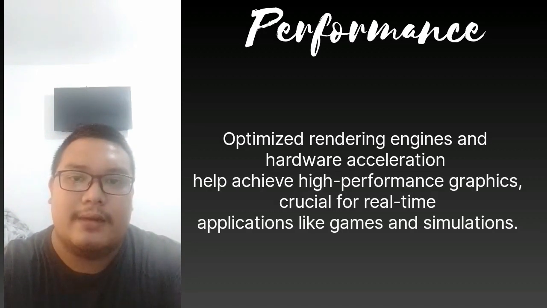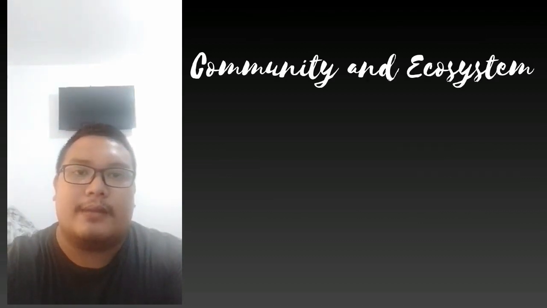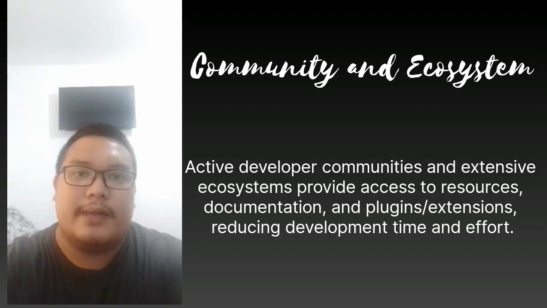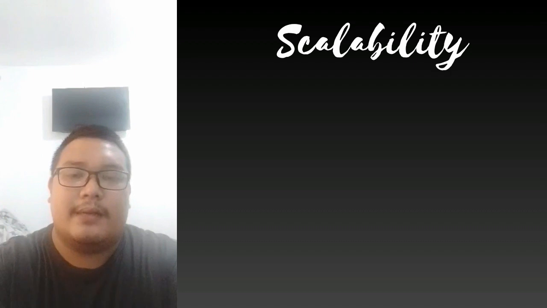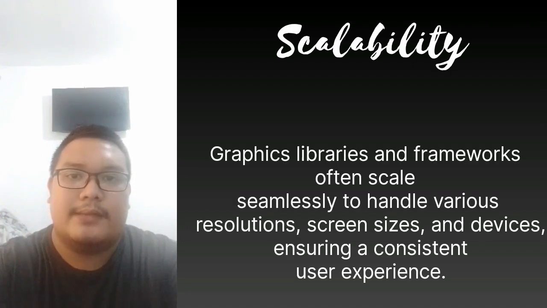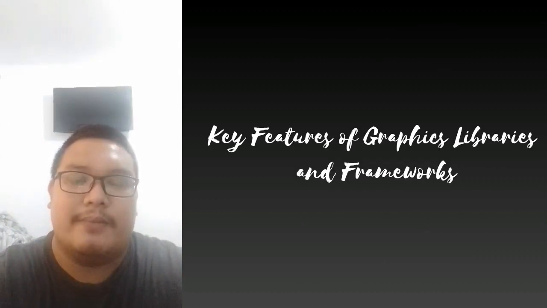Number 3. Performance. Optimized rendering engines and hardware acceleration help achieve high-performance graphics, crucial for real-time applications like games and simulations. Number 4. Community and ecosystem. Active developer communities and extensive ecosystems provide access to resources, documentation, and plugins and extensions. Number 5. Scalability. Graphic libraries and frameworks often scale seamlessly to handle various resolutions, screen sizes, and devices, ensuring a consistent user experience. We have 7 key features of graphics libraries and frameworks.